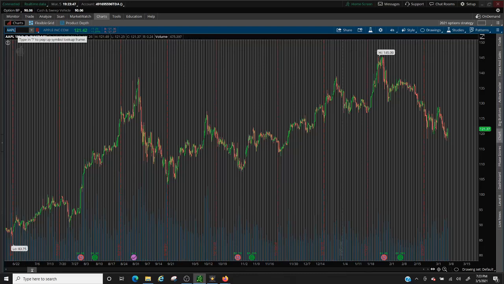Today's chart is going to be the chart of Apple. If you see here on the left side, we have the ticker symbol AAPL, that's for Apple, and we have the 4-hour chart. So each one of these candles represents 4 hours of price action.